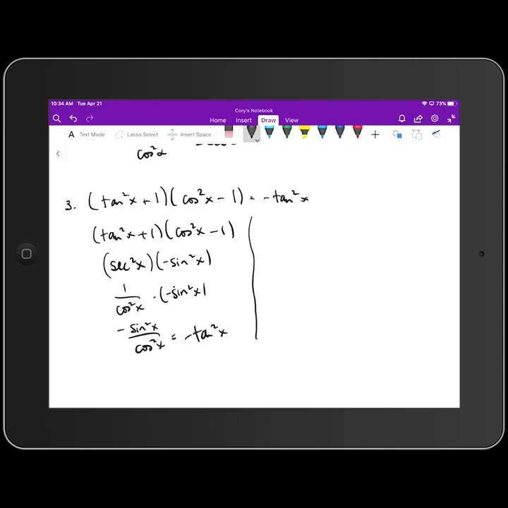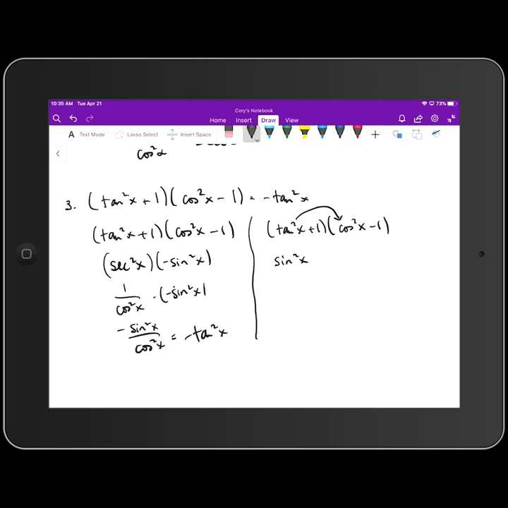A second way for me to verify the identity is, again, to start with the left-hand side of the expression, which is tangent squared plus 1 times cosine squared minus 1. I'm going to go ahead and FOIL this expression out. When I take tangent squared and multiply it times cosine squared, tangent squared is sine squared over cosine squared. When I multiply that by cosine squared, the cosines cancel, so that leaves me with sine squared.